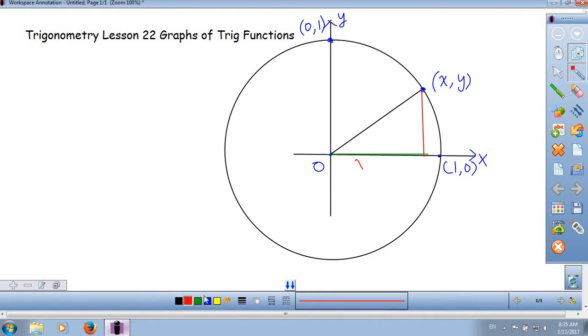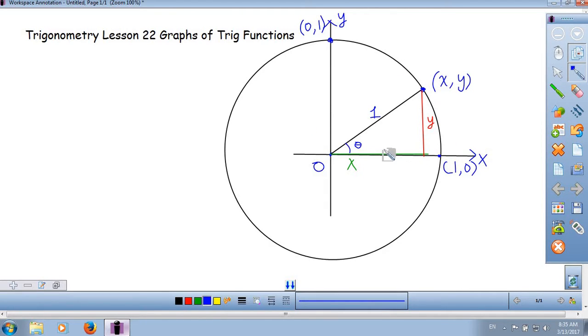So I'm going to label that a little bit. Okay, x, and I'm going to label this y. Now the radius here is 1. The angle theta is, as usual, this angle right here, the angle formed between the terminal side and the initial side, the positive x-axis.